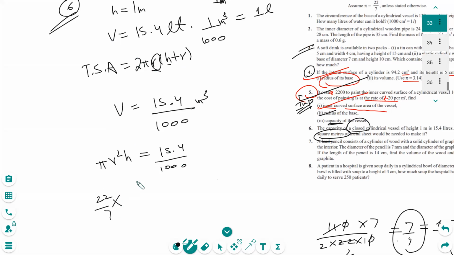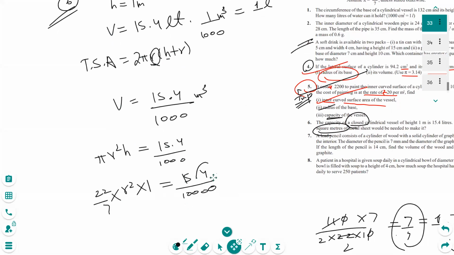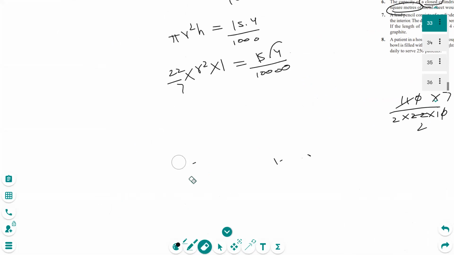Okay, it's not given that you have to take 3.4. R we need to find, H is 1. Okay, so let's take this point and make another 0 here. Now let's solve this. Focus on my calculations.